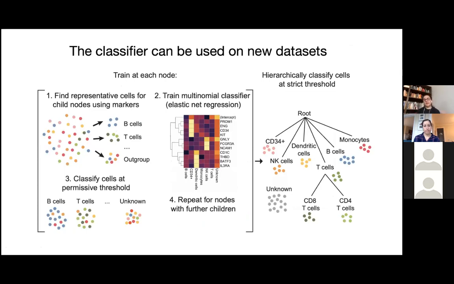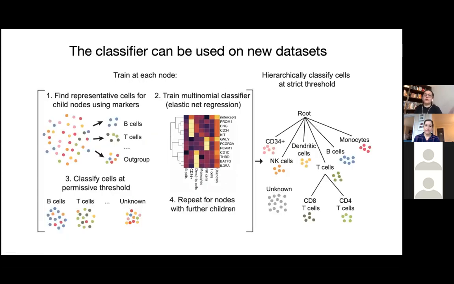Then this classifier can be used on new data sets. Suppose you have a 10x data set on version v1, and you train a classifier on that data set, and then you get the next one, let's say one year down the line, run on version v2. You can always apply that classifier on the second data set without any issues.